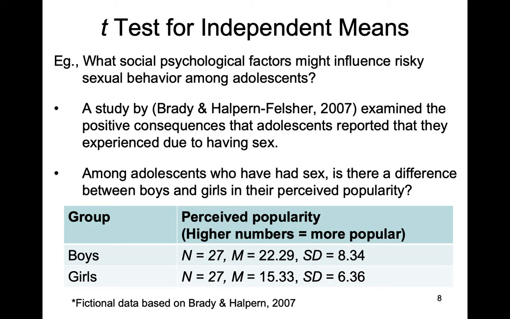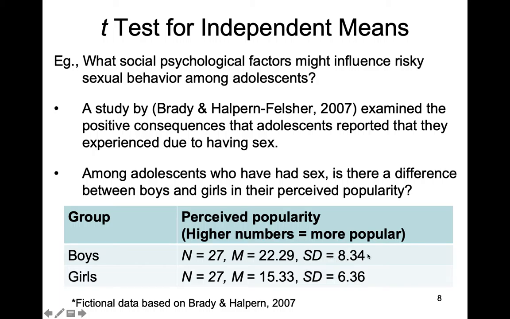All right, so here's some numbers. These are based on this study, but I've just made them up for the purposes of this example. What we have here are 27 boys, 27 girls, and the average in their perceived popularity. Higher numbers equal more popular. So we can see that on average, boys who have sex perceive that they're more popular than girls who have sex. And then we've got a standard deviation.